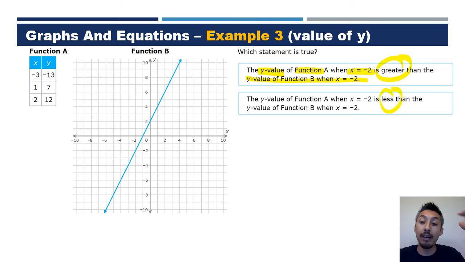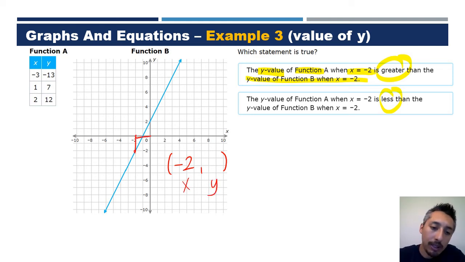We're going to combine everything that we've talked about, so it is going to be a harder and longer problem. For function B, this is pretty straightforward. We know that x is equal to -2, so we're trying to figure out what y is equal to. When x is equal to -2, y for this problem is also equal to -2. This is the y value for function B when x is equal to -2.